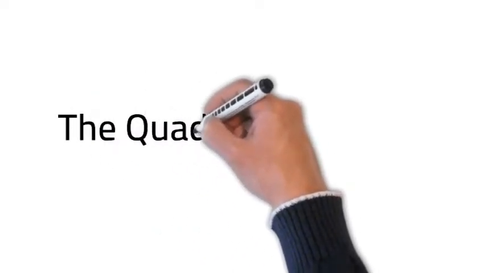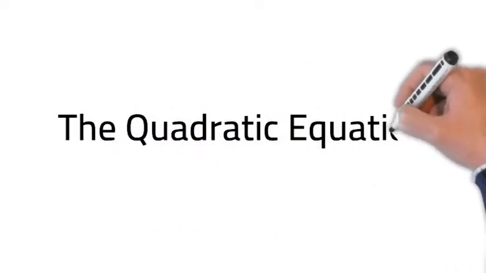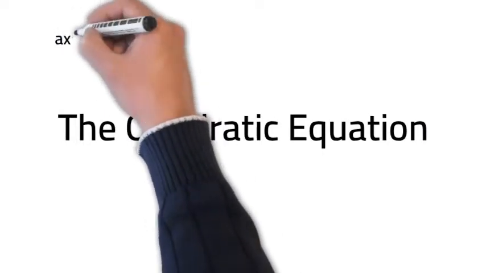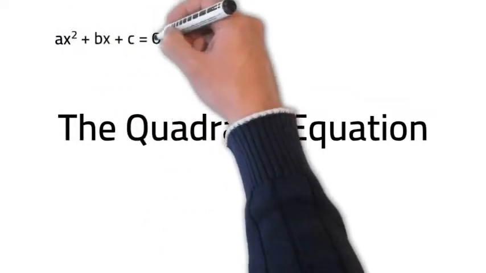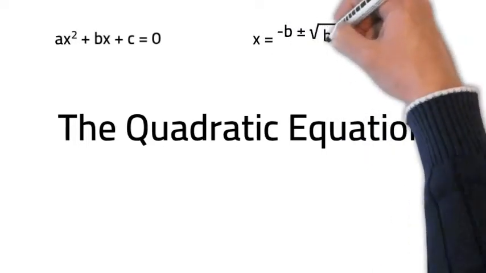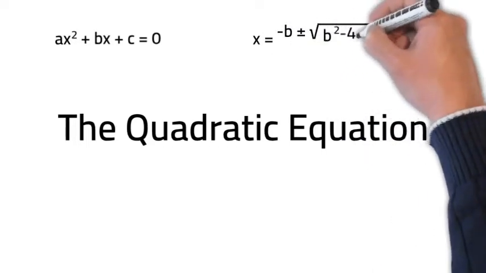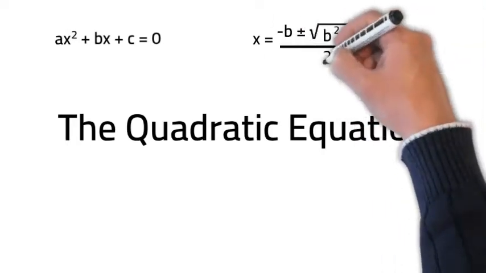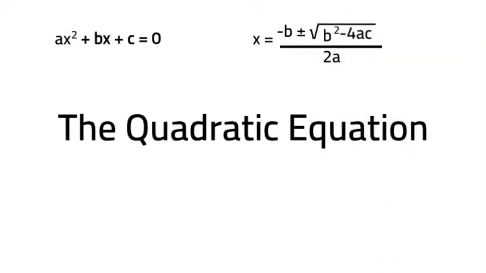Dr. BC, my teacher taught me the quadratic equation. If ax squared plus bx plus c equals 0, then x equals negative b plus or minus the square root of b squared minus 4ac, all over 2a. But where does that equation come from?